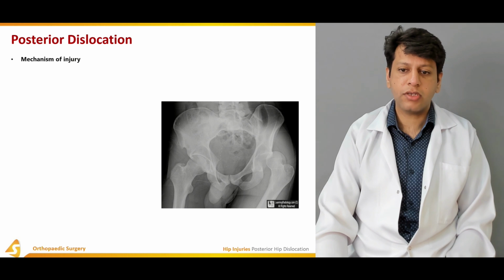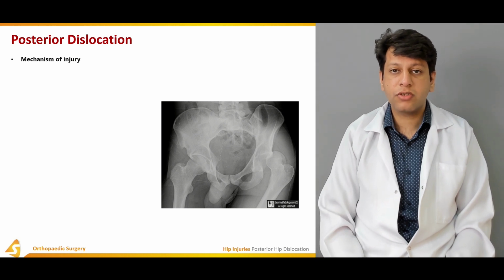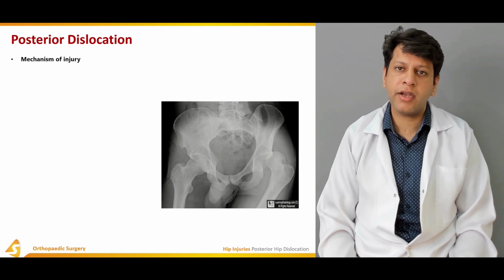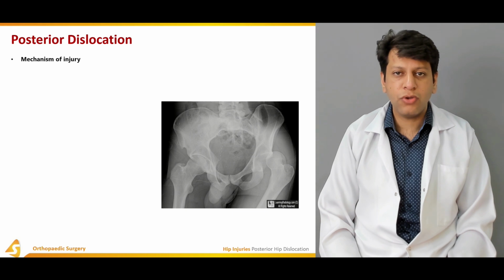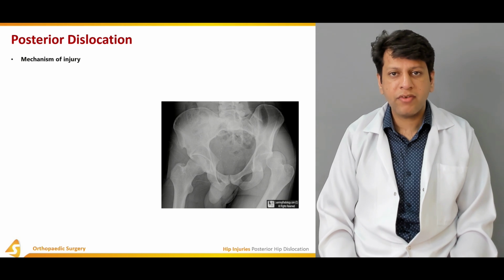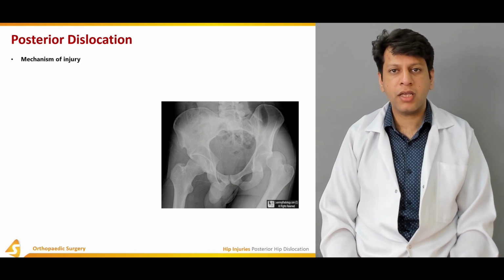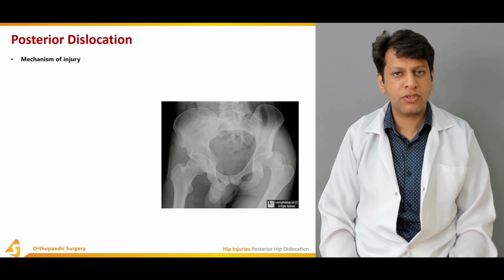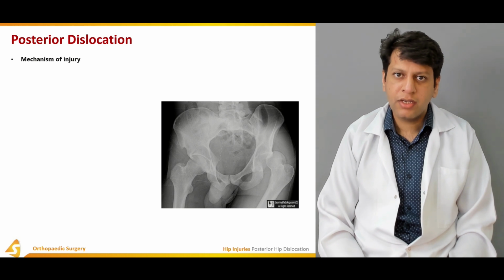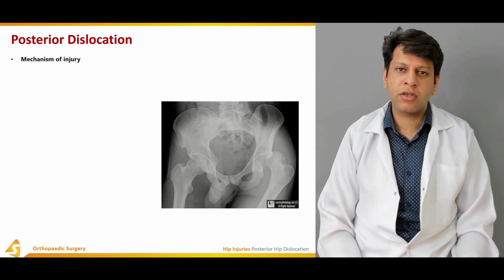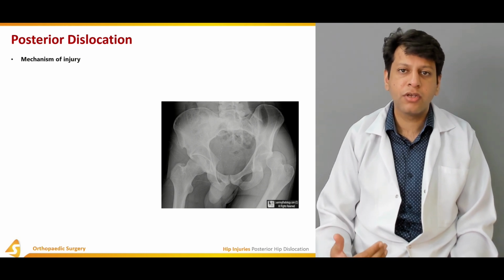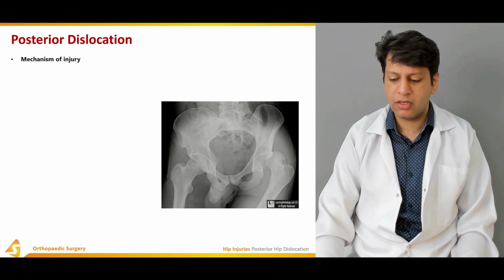Now, posterior hip dislocation, as I told you, the mechanism of injury determines that the position of the femur at the time of injury determines whether it will be anterior or posterior hip dislocation. Usually, posterior hip dislocation occurs when there is a front-on impact with dashboard injuries, with the knees flexed, with the hip slightly flexed as well, with thighs adducted and maybe internally rotated as well. This kind of situation produces a lot of stress over the posterior aspect of the acetabulum, and the head comes out of the acetabulum posteriorly.